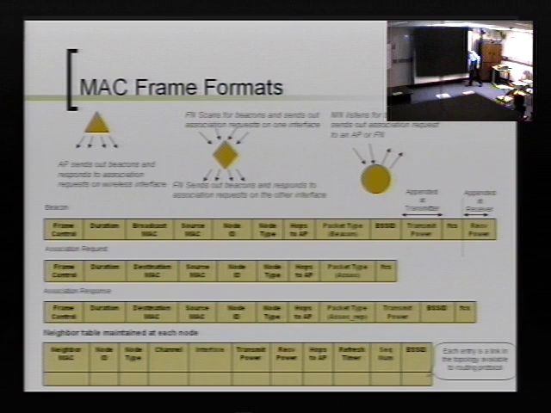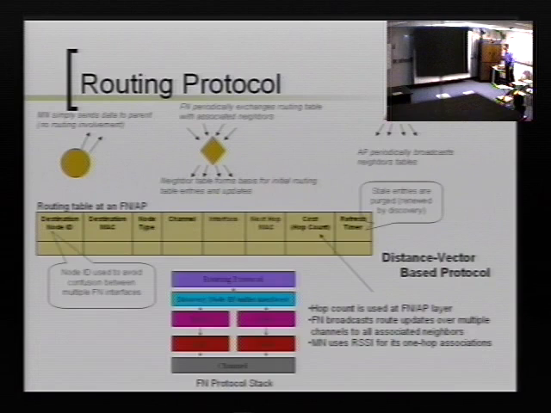And this is an example of a neighbor table that is maintained at each node. Each of the elements of this beacon is then added to a neighbor table, so that the mobile node can keep track of all its available options.